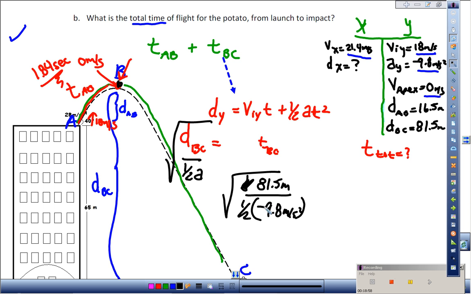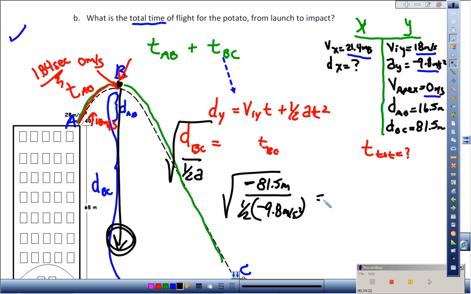And then you say, wait, I have a negative under the radical. Well, before you get crazy, I would like you to realize that this 81.5 is a negative displacement, because now you're going from B down to C. And remember, anytime anything is down in this case, we're going to call it negative. So what is the square root of a negative 81.5 divided by a negative 1/2 9.8?